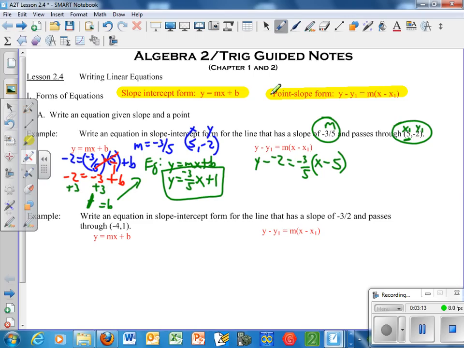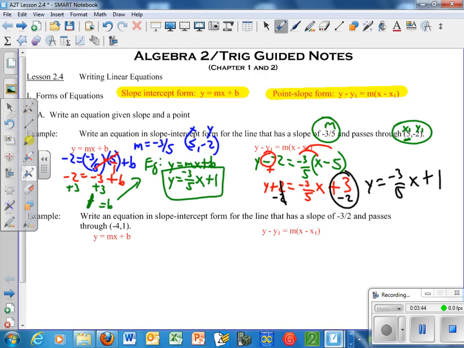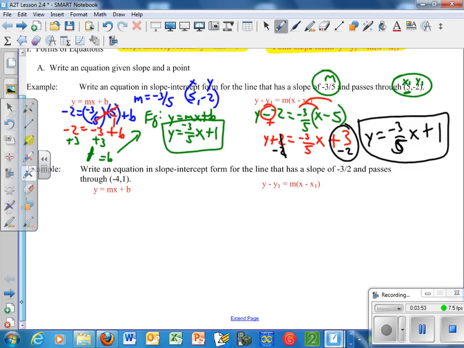Now this turns into a plus, so we have y plus 2 equals, you distribute on the right side, so I get negative 3/5 x, and then negative times negative will be plus 3/5 times 5, the 5's cancel, and leaves you with 3. And now notice, to get it in slope-intercept form, all you want to do is solve for y, or get the y alone, and we get y equals negative 3/5 x plus 1 when I combine these two. So we get the same thing. You can use either method. Let's go through the next one.